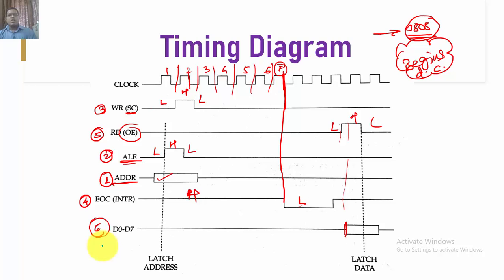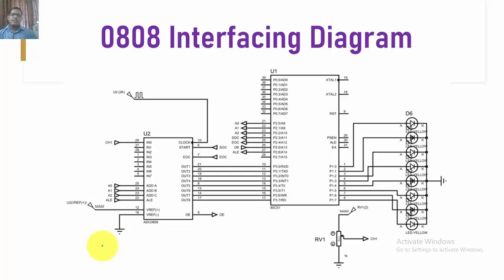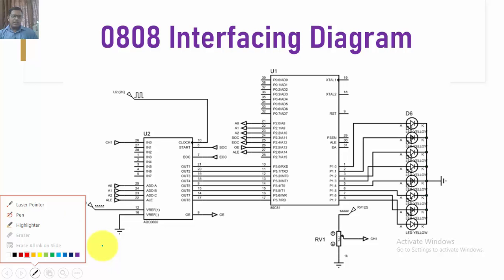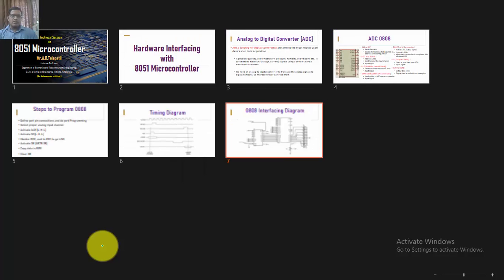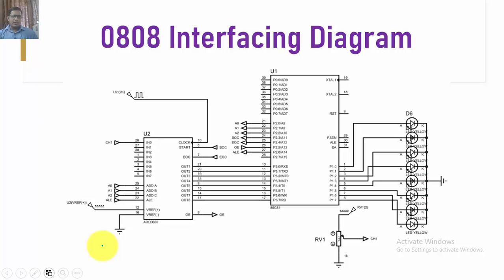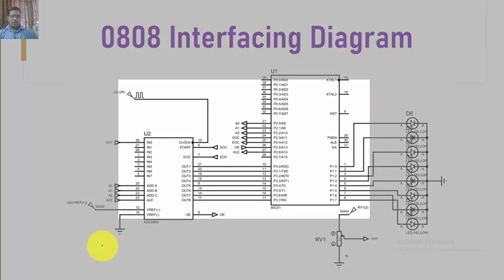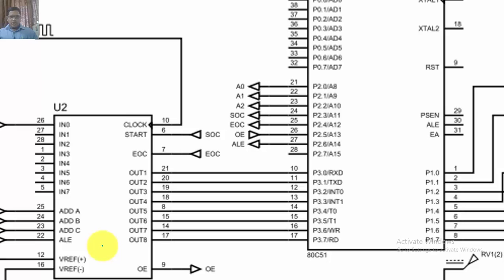So let us see the simple program and its execution in Proteus. Before that, this is the interfacing diagram which we have. To better understand what I did, I used the same labels here. So let us first understand the labels. A0 is address line A, A1 address line B, A2 address line C. Then SOC start of conversion, EOC end of conversion, then output enable and ALE, address latch enable.